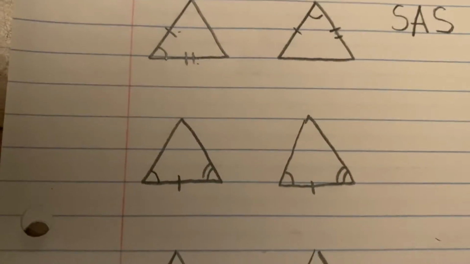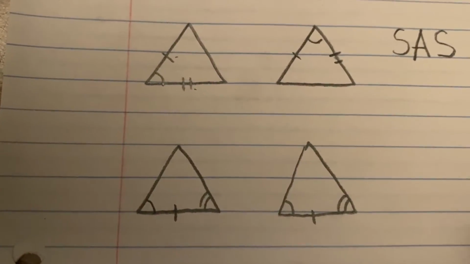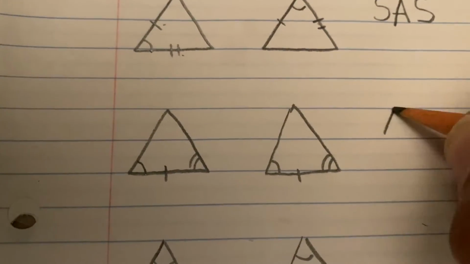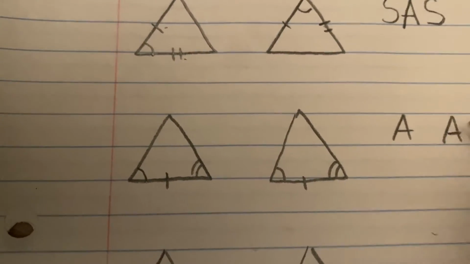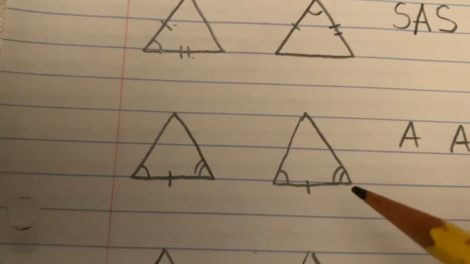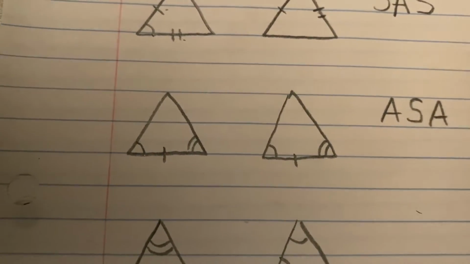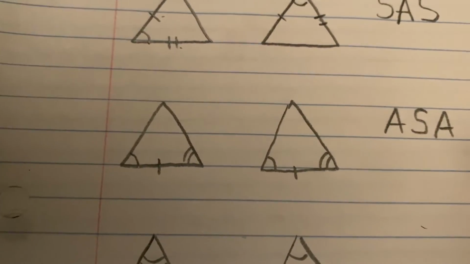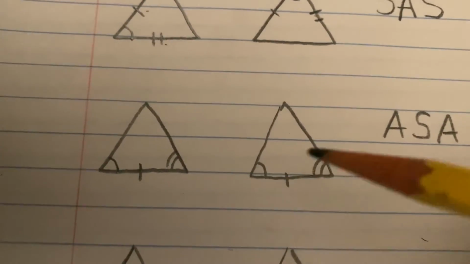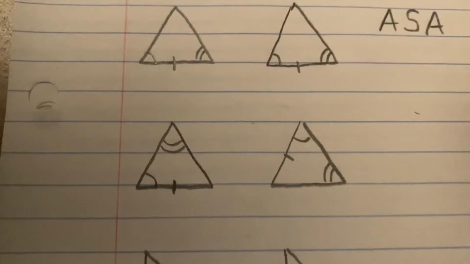Now let's look at this one. This is called angle, side, angle. So I have 2 angles in common. Okay? I have 2 angles that are the same. And I also have the side that's in between those 2 angles is also congruent. So that's why this is angle, side, angle.